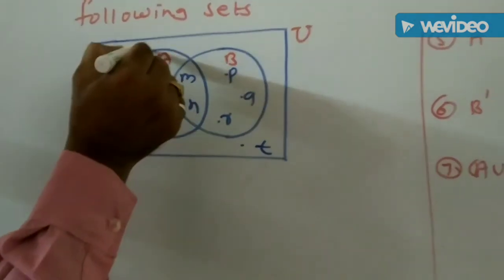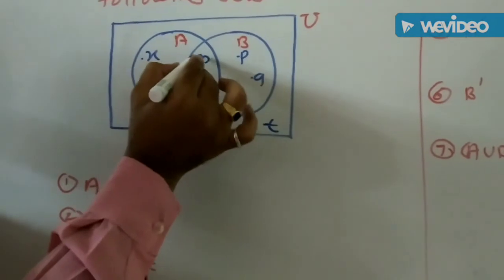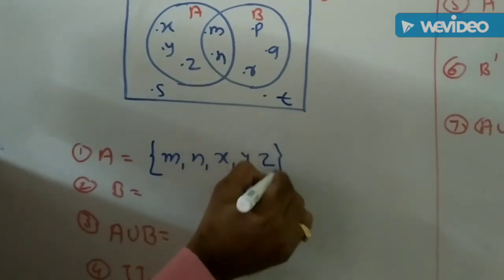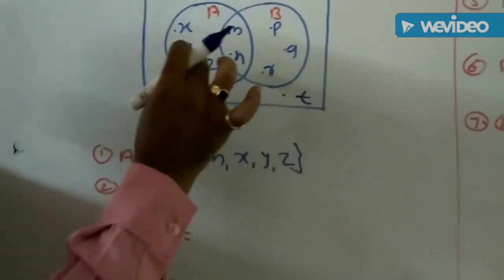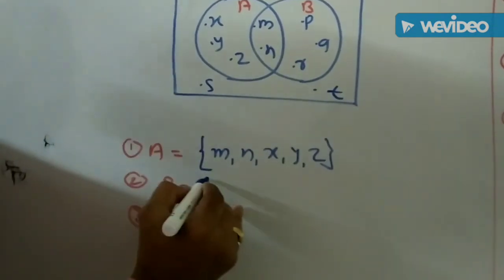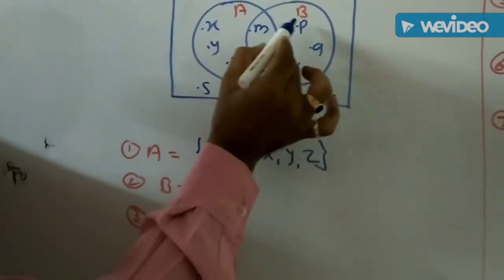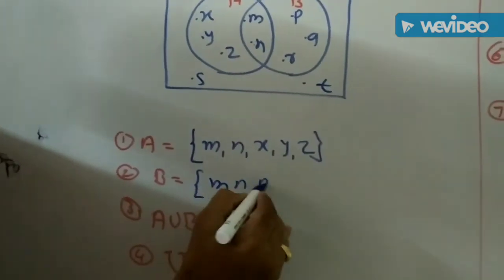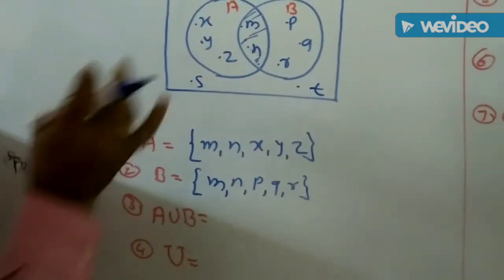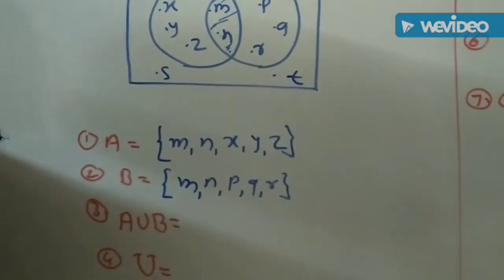First, the set A: we have to find all the elements in the first circle, named A, that is M, N, X, Y and Z. Elements in the first circle we write as the set A. Now set B: the elements of set B are the elements present in the second circle, that is M, N, P, Q, R. M and N are written in the common region, which means M and N are common to both A and B. Therefore we write M and N in both the sets.